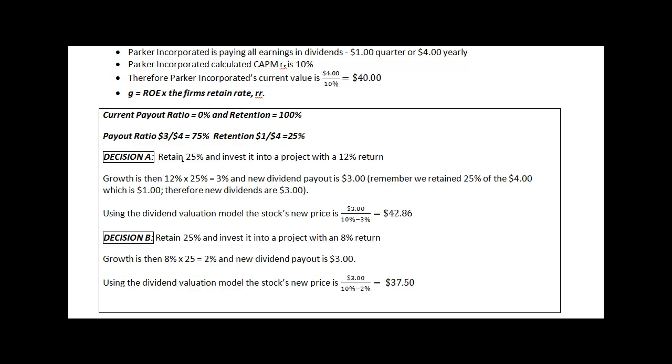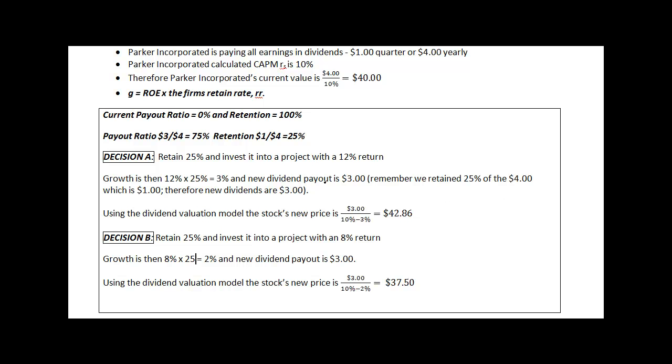So here's our decision. Our decision is to retain the 25% or $1 and invest into a project with a 12% return. We've determined this internally. So this is how we calculate growth. The growth rate is ROE times the firm's retained rate. So ROE is 12%, retained rate is 25%. Therefore, we'll have a growth rate of 3%.